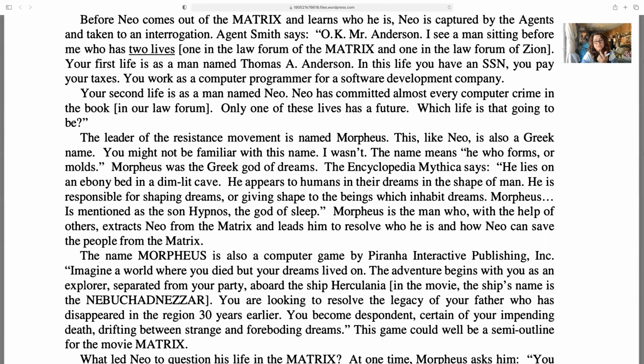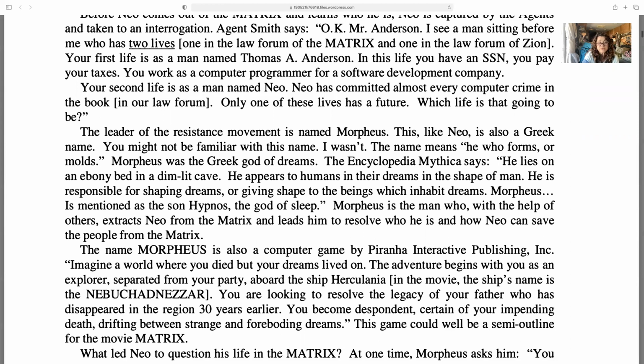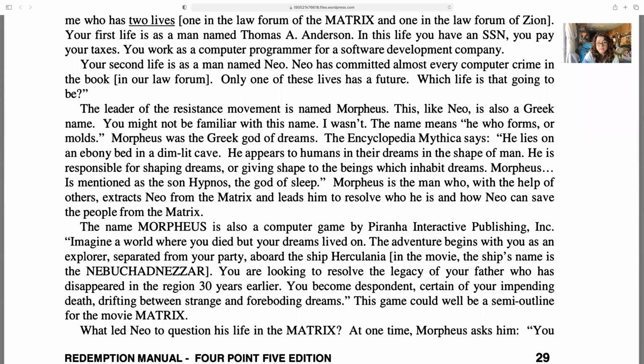The leader of the resistance movement is named Morpheus. This, like Neo, is also a Greek name. You might not be familiar with this name. I wasn't. The name means he who forms or molds. Morpheus was the Greek god of dreams. The Encyclopedia Mythica says he lies on an ebony bed in a dim light cave. He appears to humans in their dreams in the shape of man. He is responsible for shaping dreams, or giving shape to the beings which inhabit dreams. Morpheus is mentioned as the son of Hypnos, the god of sleep.